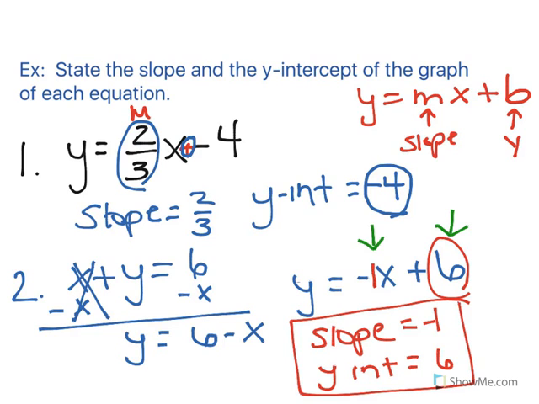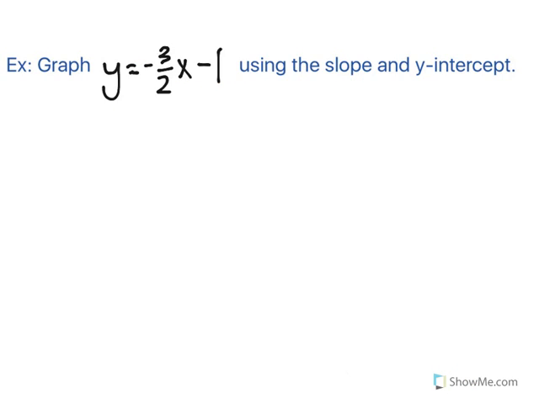Just going to summarize what we just did. Make sure you have it in slope-intercept form before you identify the slope and the y-intercept. Make sure you have your number with your x in the front, then your b, your y-intercept, by itself, and then your y at the beginning of your equation. It gets a little confusing at the beginning, but once you get more practice, you'll get the hang of it. So let's do the next example.